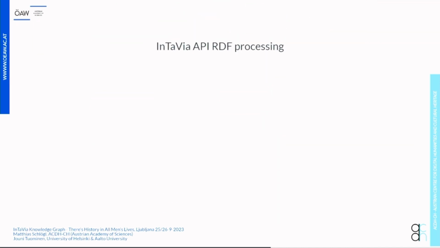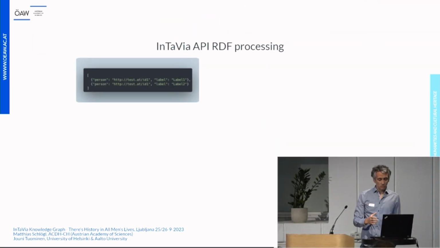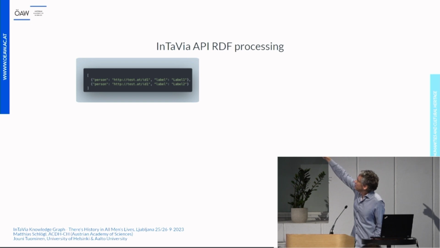Yes, so how is the InTaVia RDF processing actually working? If you return data from an RDF endpoint, what you get is basically lines of data. What you see at the top left is two labels for one person, and what the endpoint returns is actually two whole data sets. It's duplicating the ID of the person, and in the second row, it's another label than in the first row. But what we want to get for the front end to be easily computable is a nested JSON.